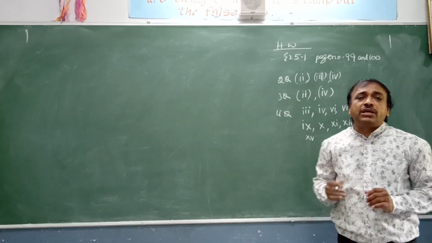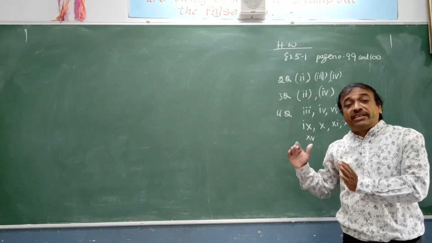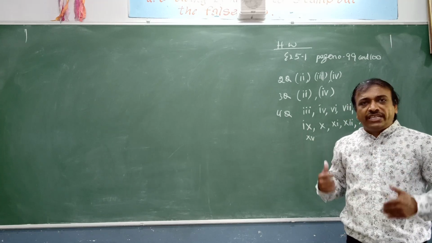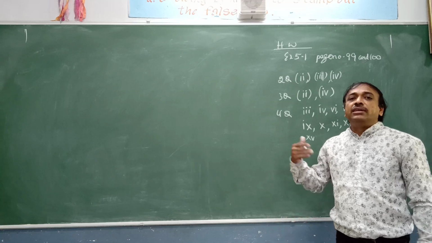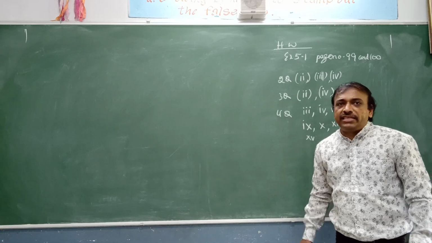I hope you understood how to find out whether the terms in a given series are in an AP or not, how to find the common difference, and how to find the next 3 or 4 more terms in the given series. Thank you.